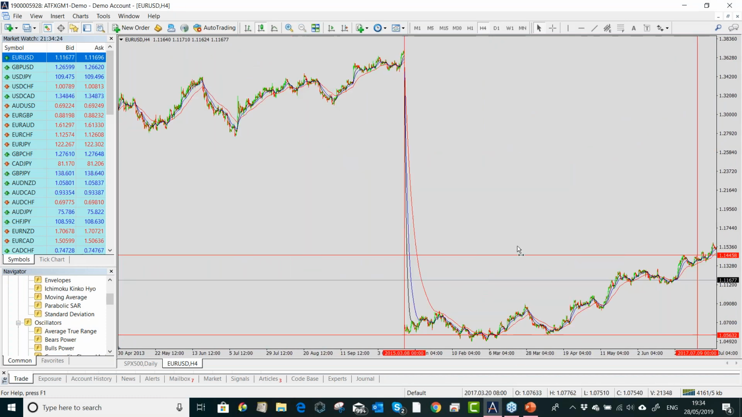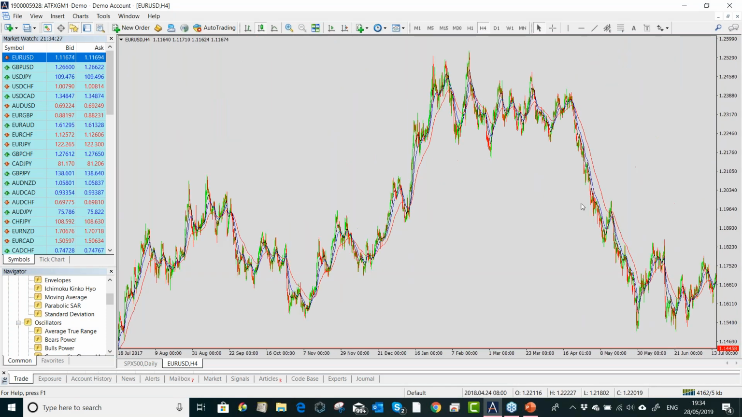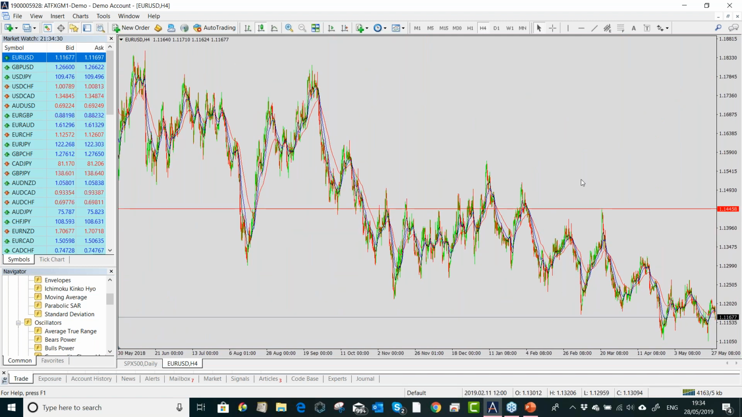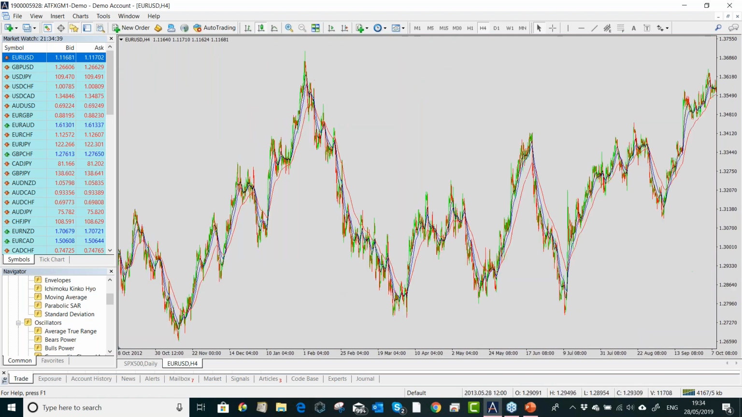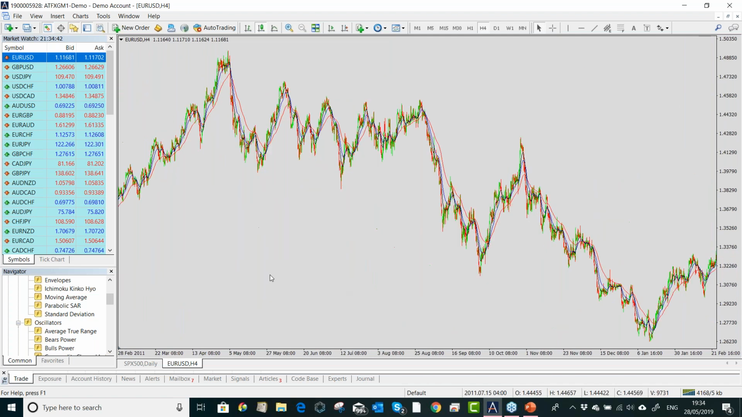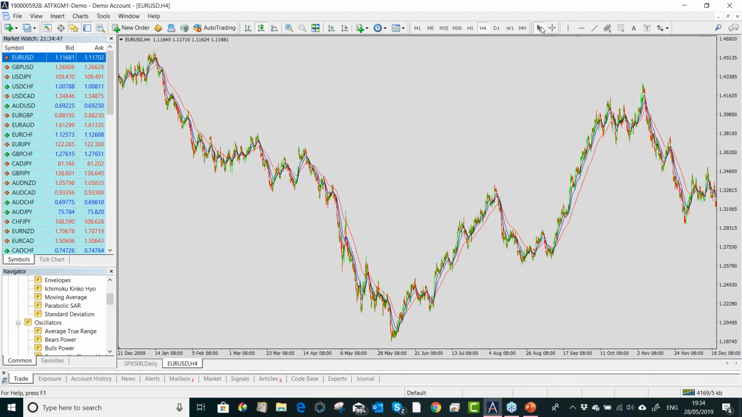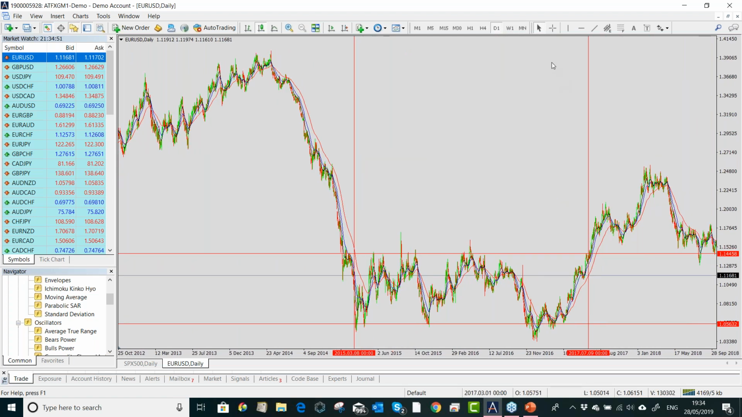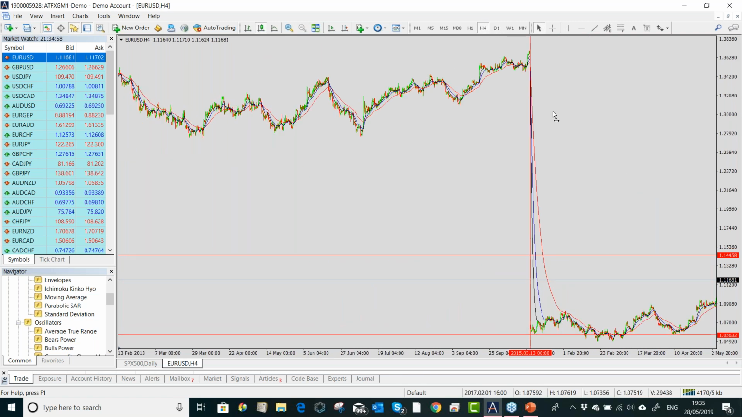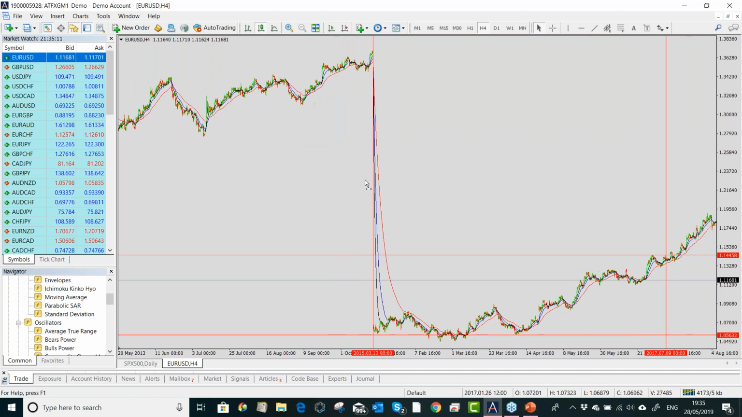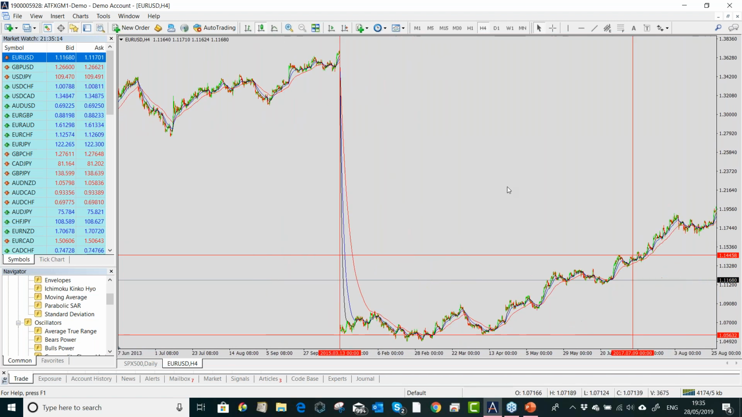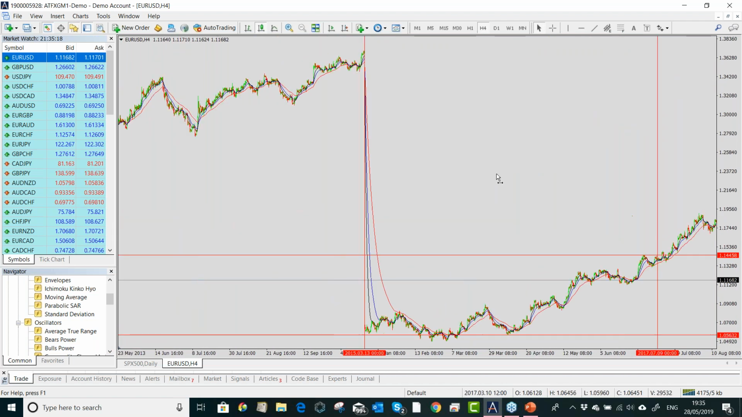Let me see where I am. Not quite sure what's happened, I seem to have lost a chunk of data there, so I'm not going to be able to demonstrate that after all, which is a shame.